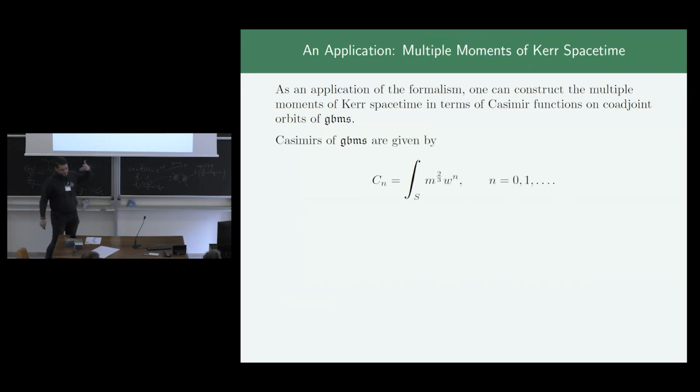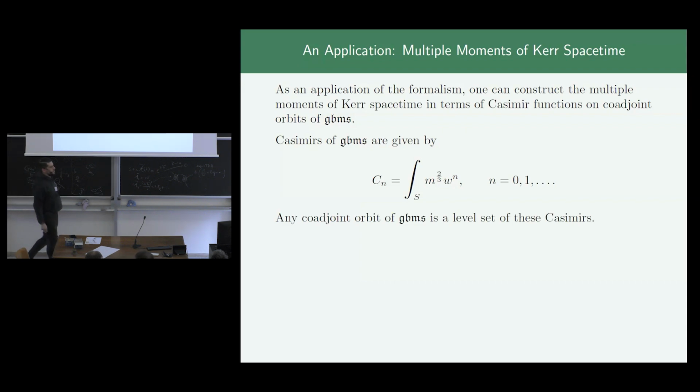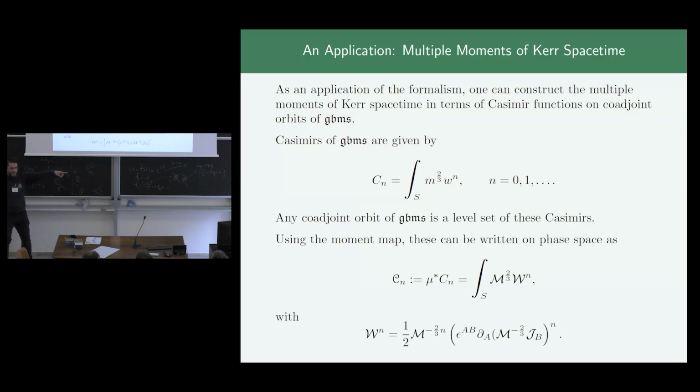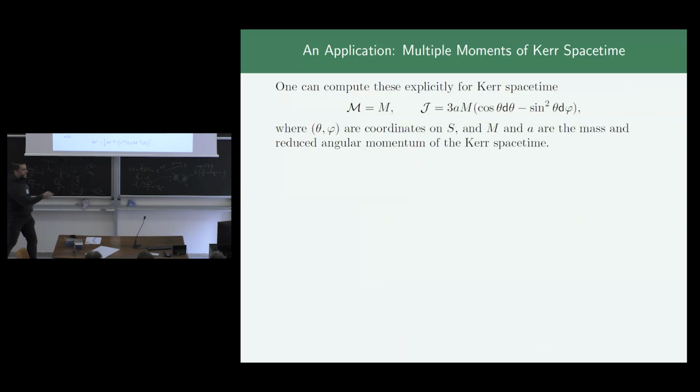one of the quantities that appears in the construction of the spin is vorticity. So we use that quantity to classify, basically, or construct all the Casimir functions on the coadjoint orbits of GBMS. So these functions are of this form. You remember this definition of vorticity. So any coadjoint orbit is a level set of these Casimirs. So now, again, we can pull it back to the phase space and construct the Casimirs on the phase space very explicitly. And now we can compute them very explicitly for the Kerr spacetime.